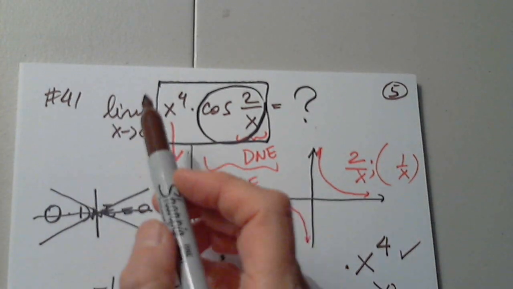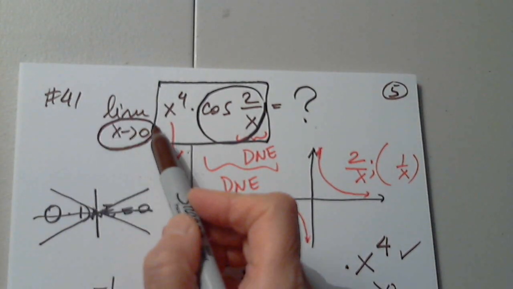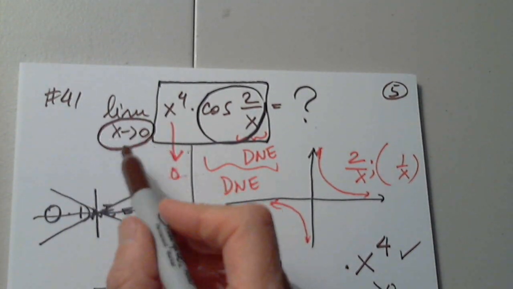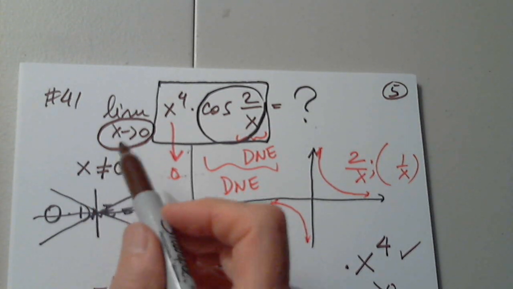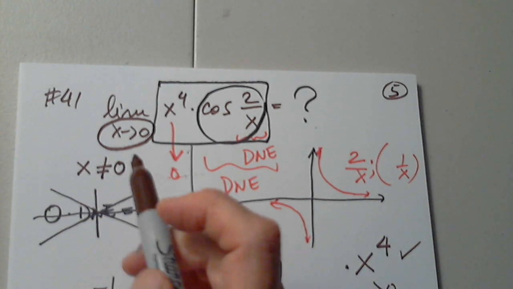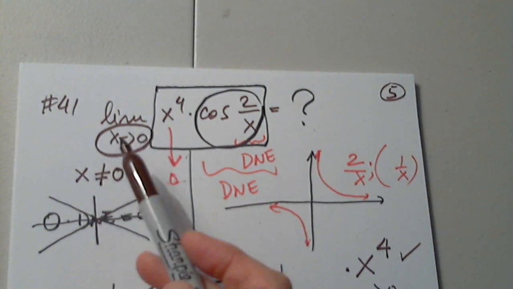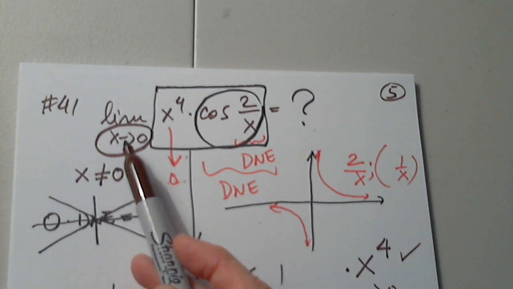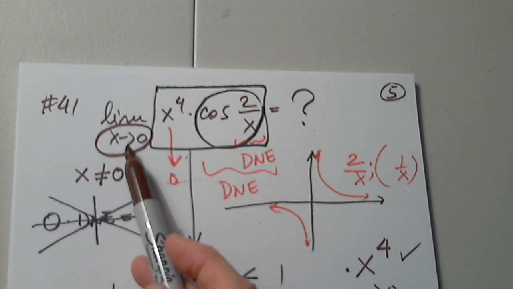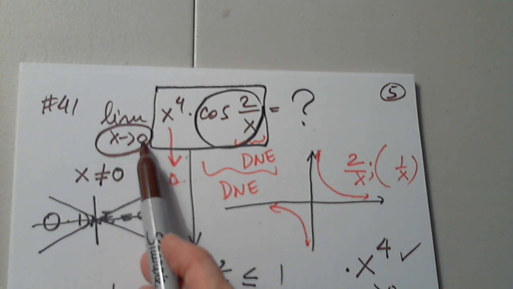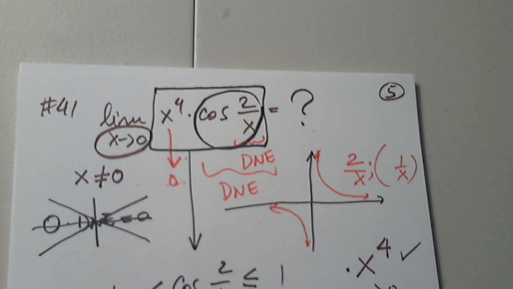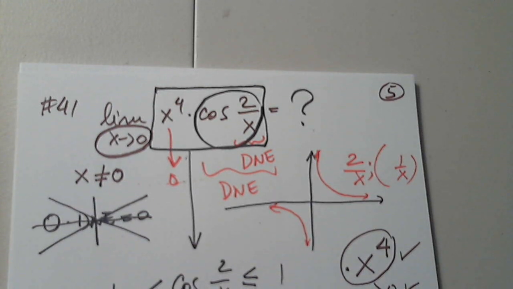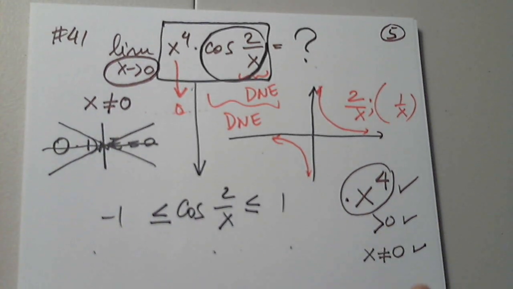We really mean it. By this, we say x approaches 0. We absolutely mean x cannot be 0. Otherwise, we would use the equal symbol. But we're using an arrow, meaning x gets closer to 0, but does not equal 0. So both conditions are fulfilled. Therefore, I can multiply all three sides by x to the fourth. Otherwise, I can't.